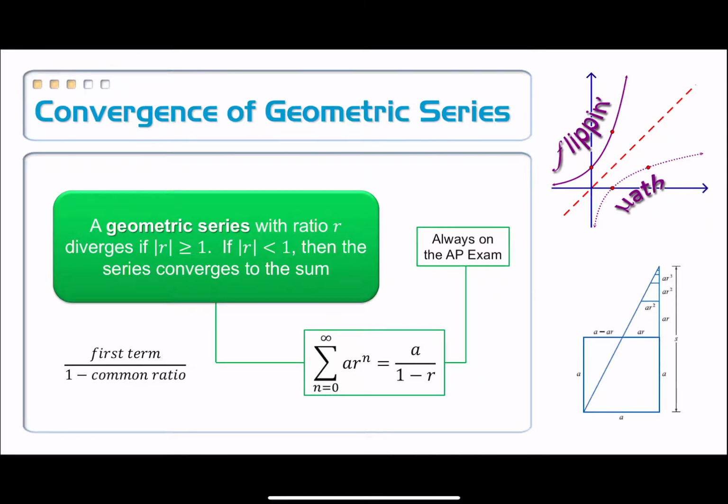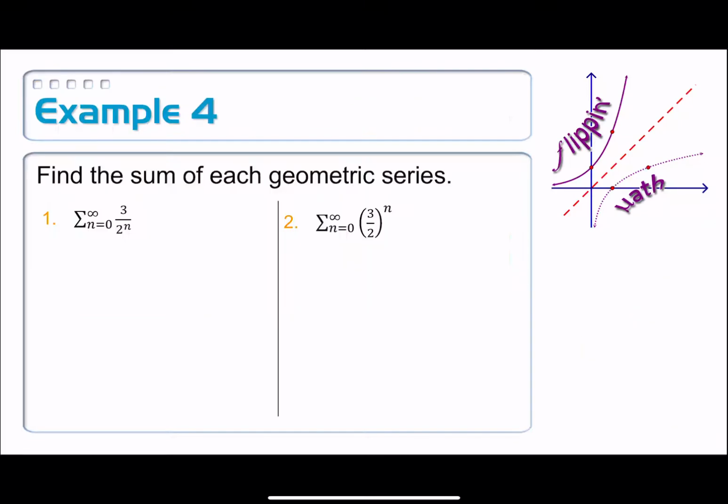So we basically first examine our common ratio, our R value, and we check to see, is it in between -1 and 1? If it is, then it converges. If it is outside of that interval, then it's going to diverge. If it does converge, it's going to converge to the sum: first term over 1 minus the common ratio. Okay, so let's take a look at the first one.